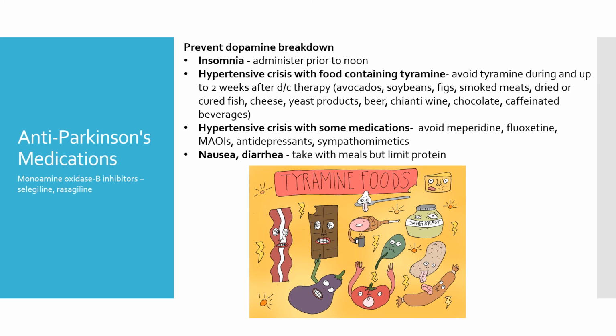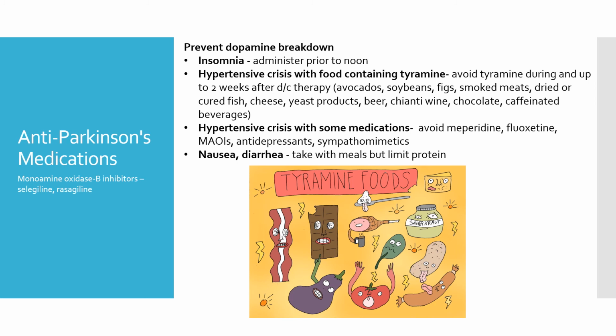And then we come to monoamine oxidase B inhibitors, like selegiline and rasagiline. These are going to prevent dopamine breakdown also, but can come with insomnia. So administer it prior to noon so it doesn't interfere with their actual sleeping cycle. They may lead to a hypertensive crisis though, if they take it with food containing tyramine.